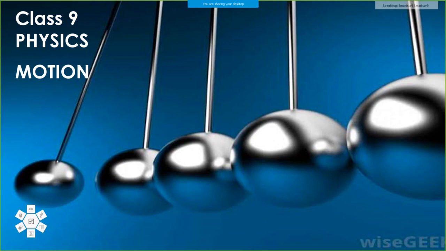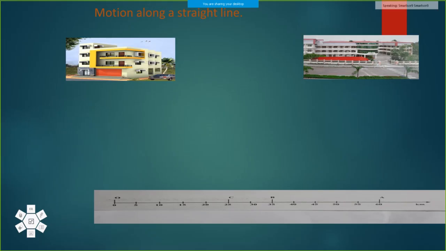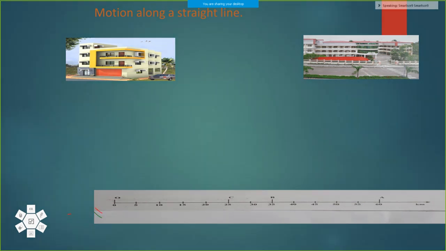Here, again, our lesson, motion. Last class, we discussed the physical quantities to describe motion, right? And we have studied two physical quantities, distance and displacement. Let us see once again what is distance and displacement.